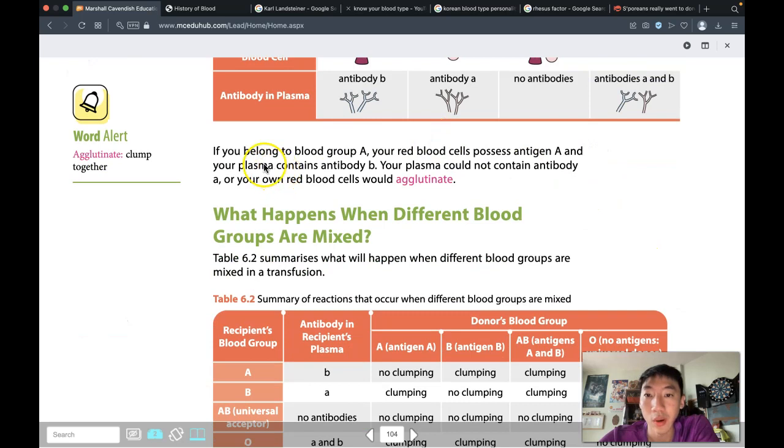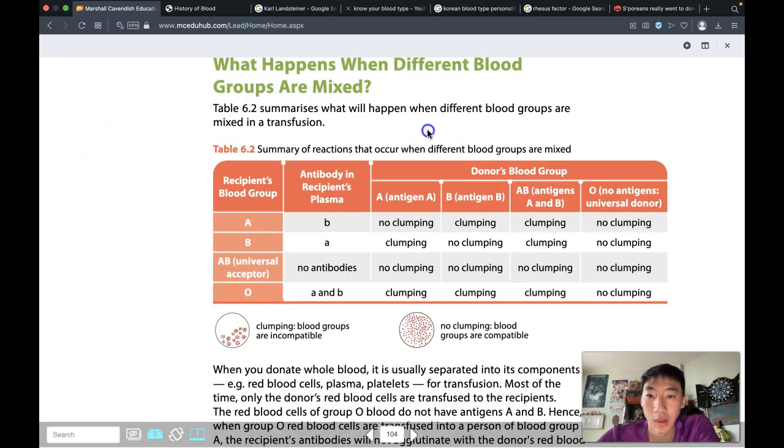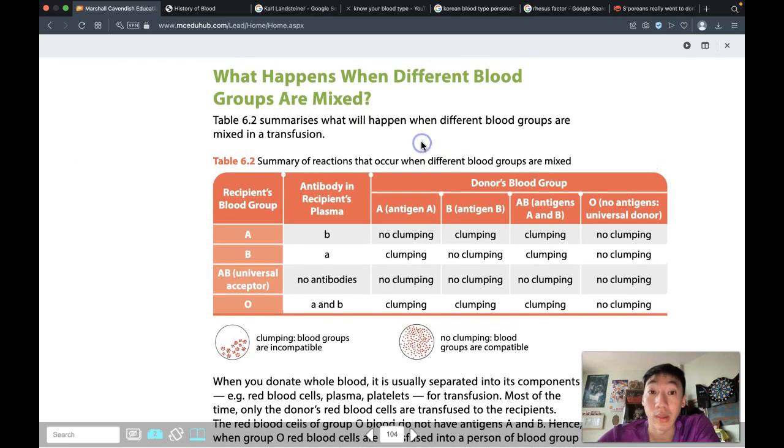So we mentioned this before, but if you belong to blood group A, your red blood cells will possess antigen A and your plasma contains antibody B. Your plasma would not contain antibody A, or else your own red blood cells will agglutinate. Okay, so yeah, logical. Now, let's find out what happens when different blood groups are mixed together.